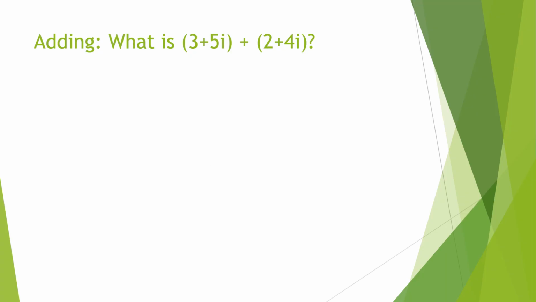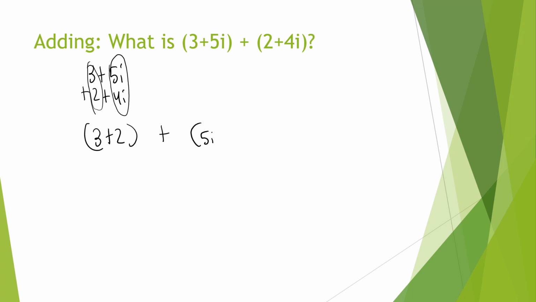So adding complex numbers, what you do is that you group the like terms. What I mean by like is you group the 2 real terms and then you group the 2 imaginary terms. Let's do that. You get 3 plus 2 plus 5i plus 4i. And what you get from this is 5 plus 9i. And that's your answer.